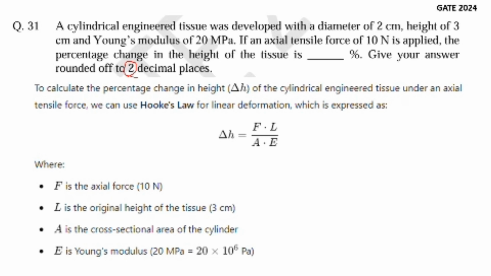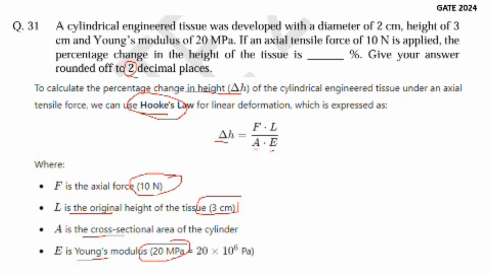To calculate the percentage change in the height of the cylindrical engineered tissue under an axial tensile force, we can use Hooke's law for linear deformation, which is expressed as ΔH = F·L / (A·E), where F is the axial force, L is the original height, A is the cross-sectional area, and E is Young's modulus. Some of the parameters are given in the problem. Force given in the problem is 10 Newton, and the length, which means the height of the tissue, is 3 centimeter, and Young's modulus is 20 megapascals.